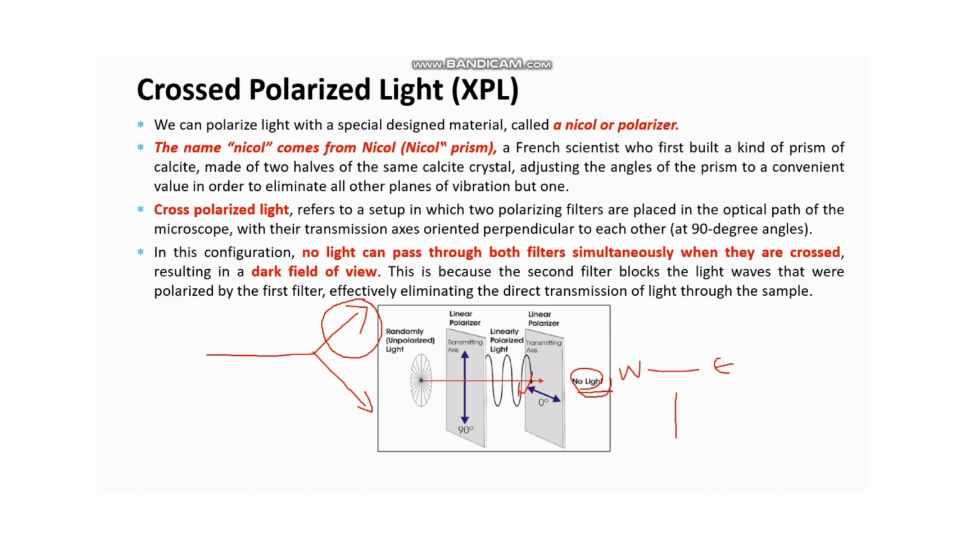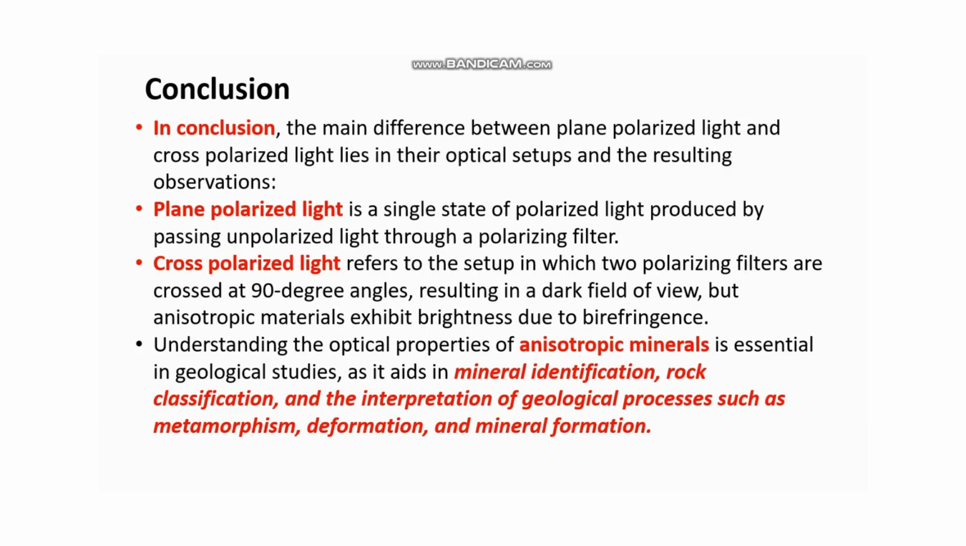Now, this nicol comes from a French scientist who first built a kind of prism of calcite made of two halves of the same calcite crystal, adjusting the angles of the prism to a convenient value in order to eliminate all other planes of vibration but one. So we call it a nicol prism. This was because of the French scientist.